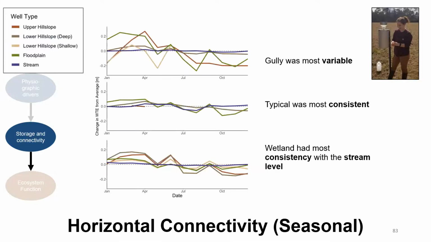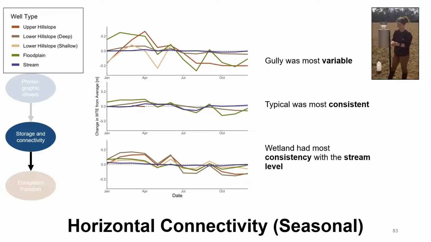And when we look at the variability, so this plot on the x-axis is the date, and then the y-axis is the change from the beam. We see that the gully has the most variability, and so each one of these lines is one of the different wells, and it doesn't really matter which well is which in this. For what I'm trying to get across here, the point is there's just a ton of variability.